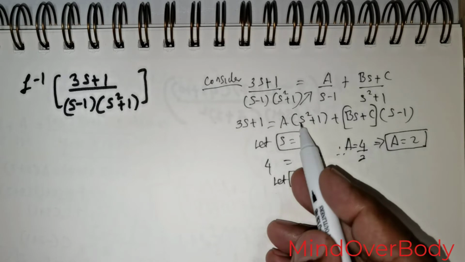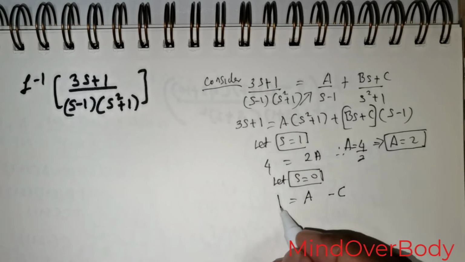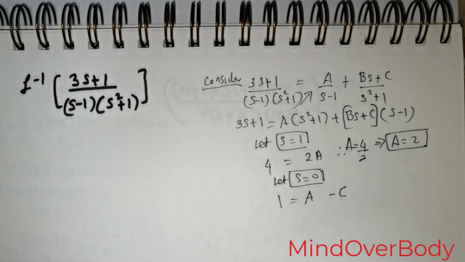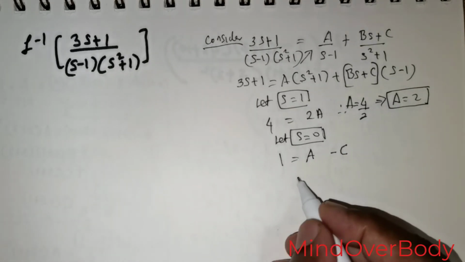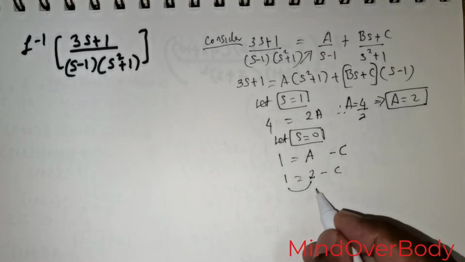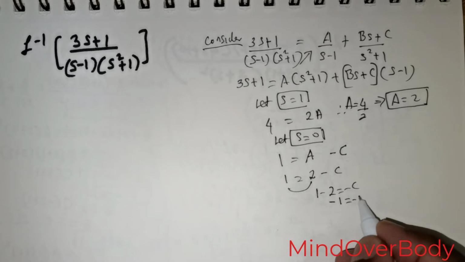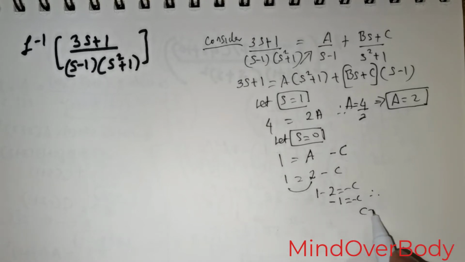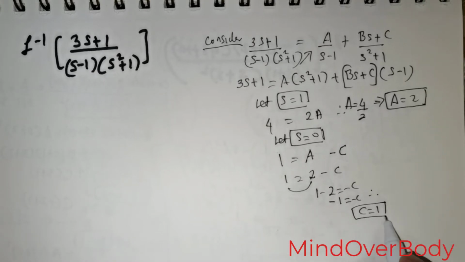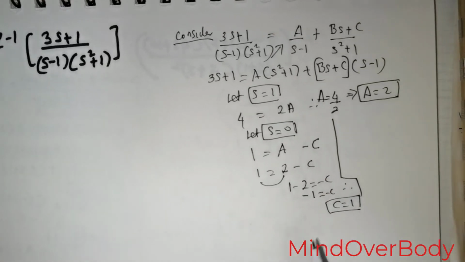Now with s as 0, I will have a there, and with s as 0, I will have a 1. So this is clearly working out in our favor, because I can substitute the value of a, and from here I can obtain the value of c. This is negative 1 equals negative c, therefore the value of c is positive 1. So that's neat and tidy.